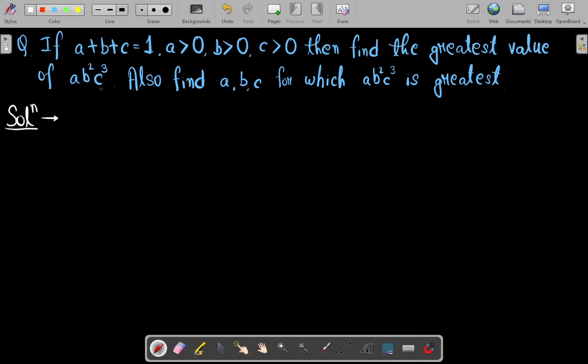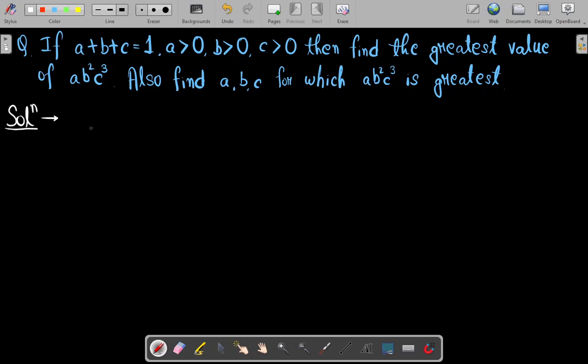Hello everyone. In this question, it is asked that if a plus b plus c equal to 1 and a, b, c are all positive real numbers, then we are to find the greatest value of a b square c cube, and we are also to find the values of a, b and c for which the value is greatest.